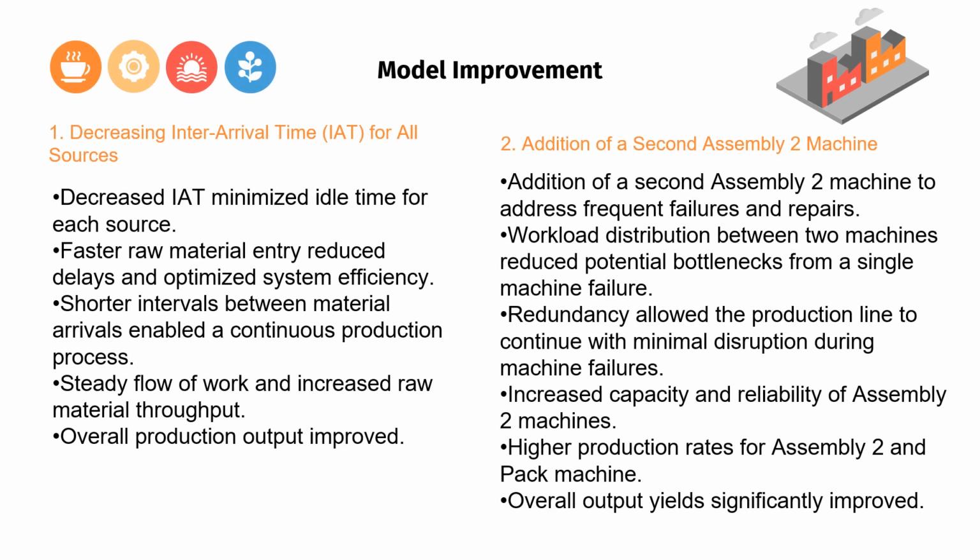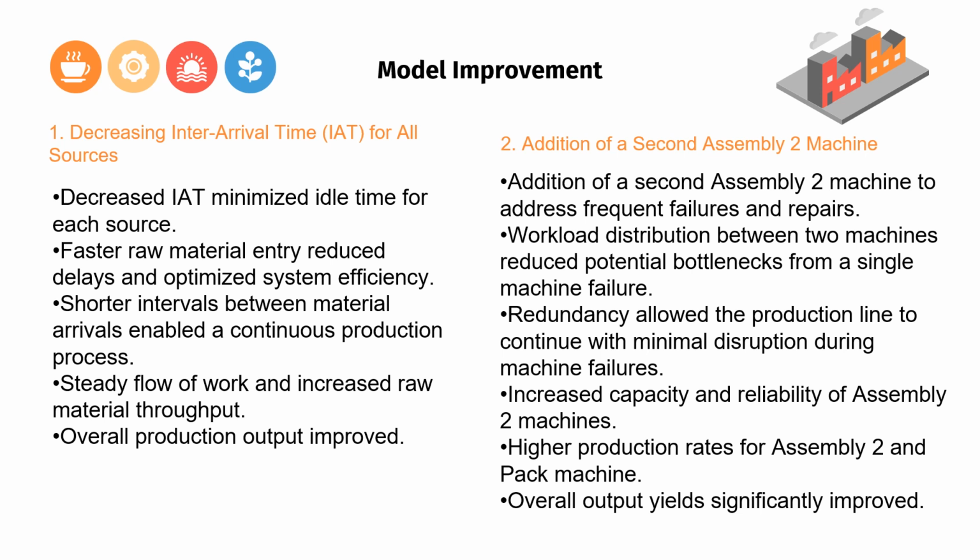So now for the model improvement, the first improvement made is decreasing the inter-arrival time, IAT, for all sources. The decreased IAT minimizes idle time for each source. It produces faster raw material and reduces delay while optimizing system efficiency. It also shortens the interval between material arrivals, enabling a continuous production process. It produces a steady flow of work and increased raw material throughput, so overall production output is improved.